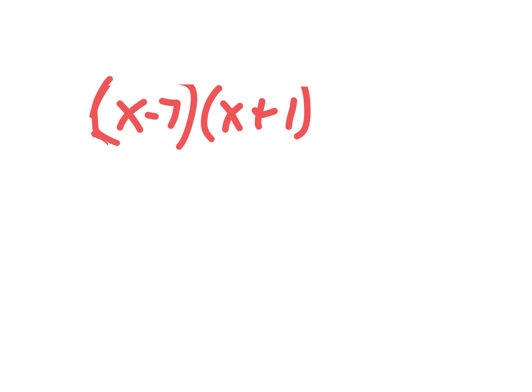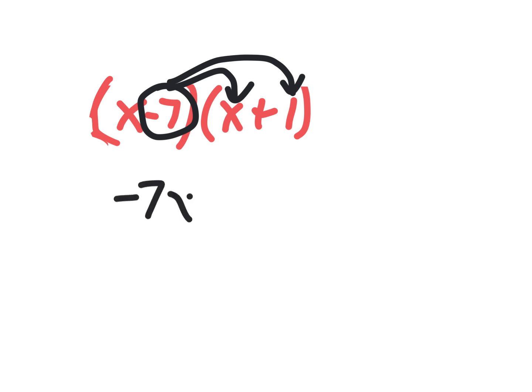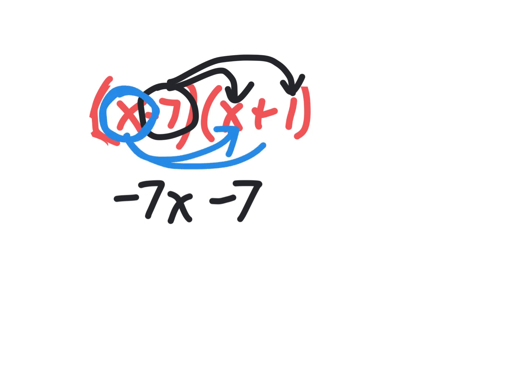And now some of you like FOIL. First, outside, inside, last. I personally am going to de-emphasize doing it that way because I think it's just as easy to just distribute and go, if this had just had a -7 in front of it, you would have just multiplied it like that and like that. We've done it like 8 million times. And you'd have -7x minus 7. And then there's this part. It also has to get distributed out.